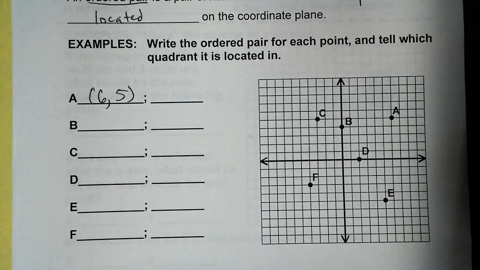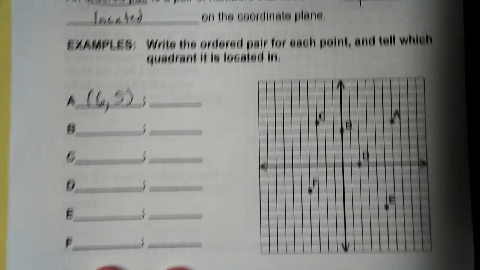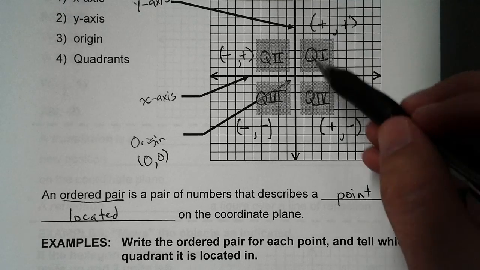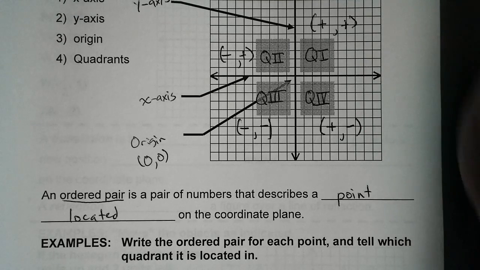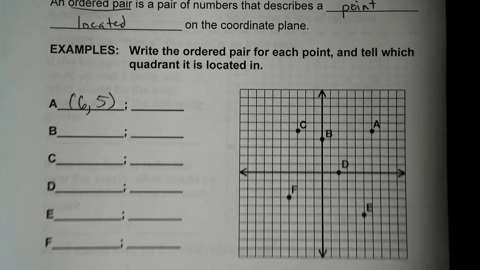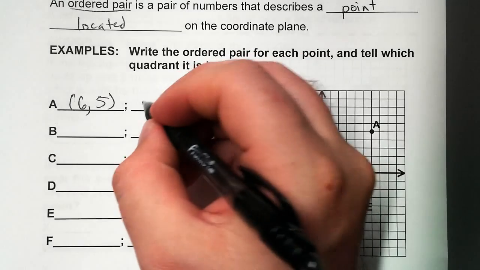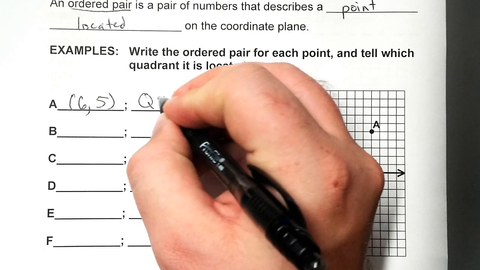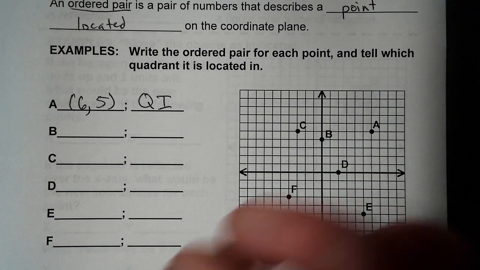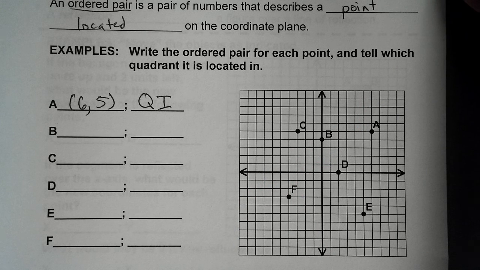And we should know, based on it being up here, it's in Quadrant 1 because both numbers are positive. Let's look at the numbers again. Both are positive. It's in the top right, so it is in Quadrant 1. I'm going to stop the video here and we'll continue the notes on the next one.